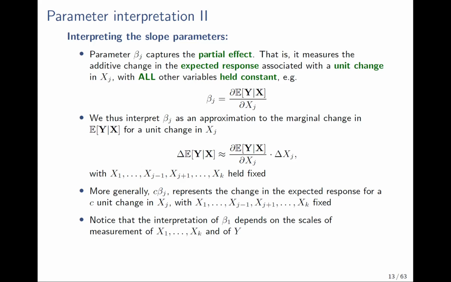And notice that the interpretation of any beta depends on the scales of measurement of the covariates and of the dependent variable. That's because it's measuring an absolute quantity. So let me just give an example. This idea that we hold other variables constant when we interpret the parameter, so we interpret it as a partial derivative, is sometimes called a ceteris paribus assumption. Ceteris paribus, that is, holding other things equal.